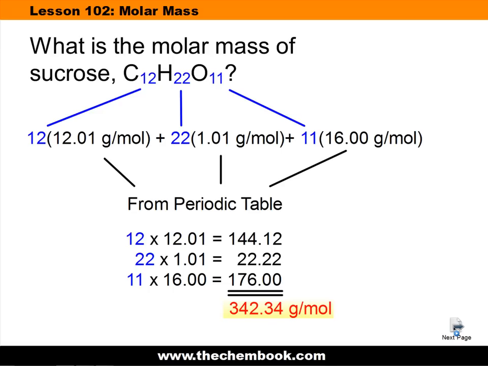After we've multiplied the number of atoms of each of those times the weights we find off the periodic table, we add them together, and in this case we get 342.34 grams per mole. So the molar mass of sucrose is easily calculated by just summing up the parts of each of those atoms.